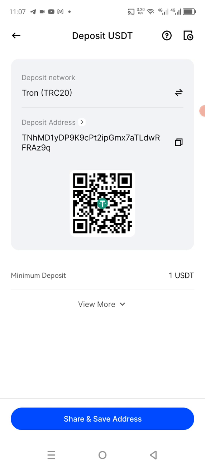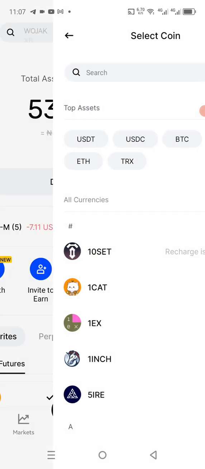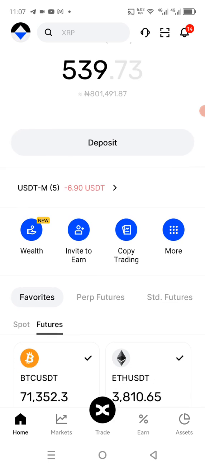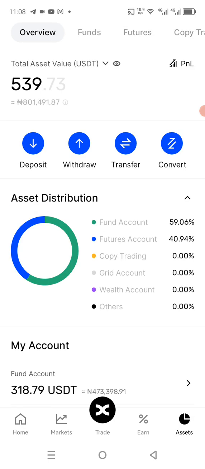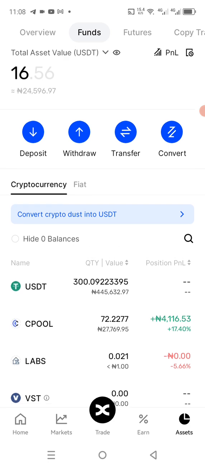Having done this, having copied the address and moved to your exchange, in less than no time, maybe 1 minute at most, the money will be reflected. So once the money reflects in your account, you have to go back. You use your cursor to go back. Where you are going to see the money is for you to go to assets. Once you go to assets, you go to funding. You click on funding.